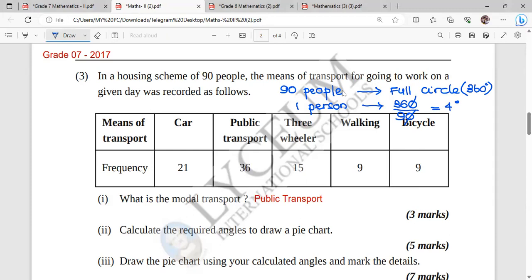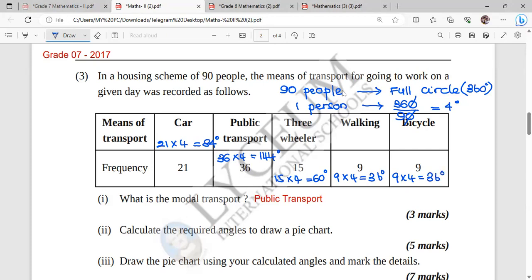Now here, one person is 4 degrees, so for 21 you just multiply 21 by 4. It is 84 degrees, right? Then 36 you multiply by 4. Children, you want to have a separate table for this. Here I am just showing you the calculation. So that is 144 degrees. In paper 2 questions you are writing the answers on your line papers, so you have enough space to do that. Then the three-wheeler is 15 into 4, so that is 60. Then 9 into 4 is 36 degrees. And again 9 into 4 is 36 degrees.